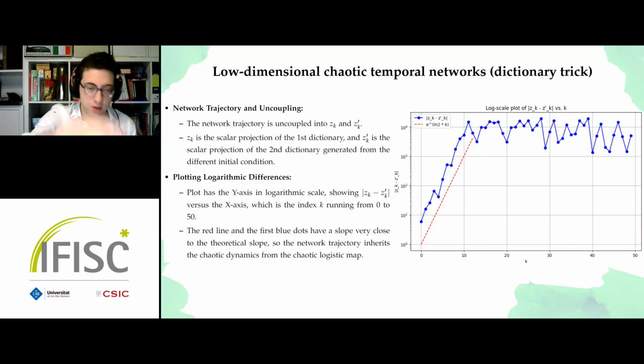The plot is in logarithmic scale. It's the same as the one shown before. We can see that the red line and the first 13 blue dots have a slope very close to the theoretical slope. So the network trajectory actually inherits the chaotic dynamics from the chaotic logistic map.